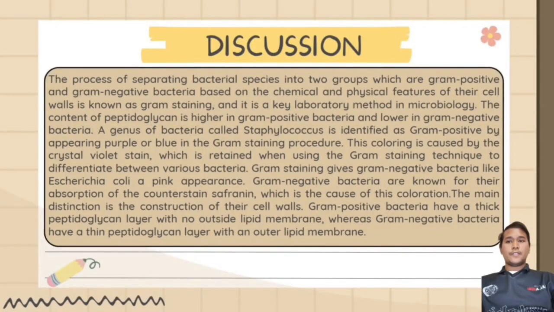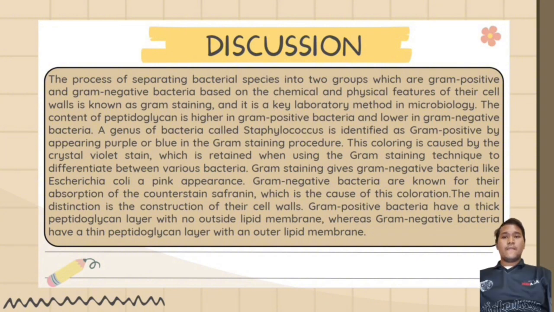For discussion, the process of separating bacteria species into two groups, which are gram-positive and gram-negative bacteria, based on the chemical and physical features of their cell walls, is known as gram staining. The content of peptidoglycan is higher in gram-positive bacteria and lower in gram-negative bacteria. A genus of bacteria called Staphylococcus is identified as a gram-positive bacteria by the purple color.